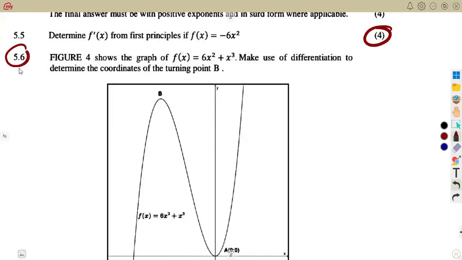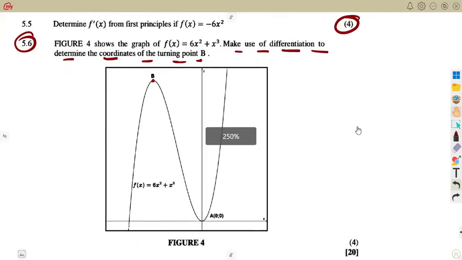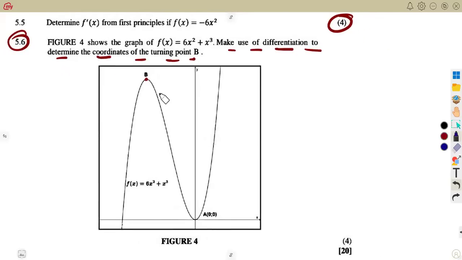Then there, 5.6, fig 4 shows the graph of f of x. So this is our graph f of x. Make use of differentiation to determine the coordinates of the turning point B, this point B. Remember, this is a turning point. Also, here it's a turning point at A. So A, they gave us the coordinates. That's at 0. They want us to find B.